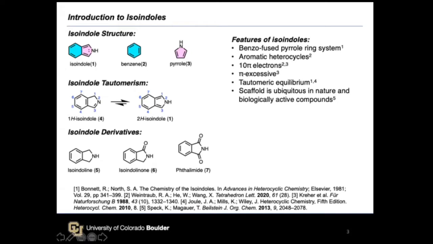Isoindoles are pi excessive in nature because they have 10 pi electrons per 9 atoms, which works out to an electron density of more than 1 pi electron per carbon atom. And for this reason, they often behave as nucleophiles. Isoindole derivatives, such as the one shown down here at the bottom, are ubiquitous in nature and in biologically active compounds.